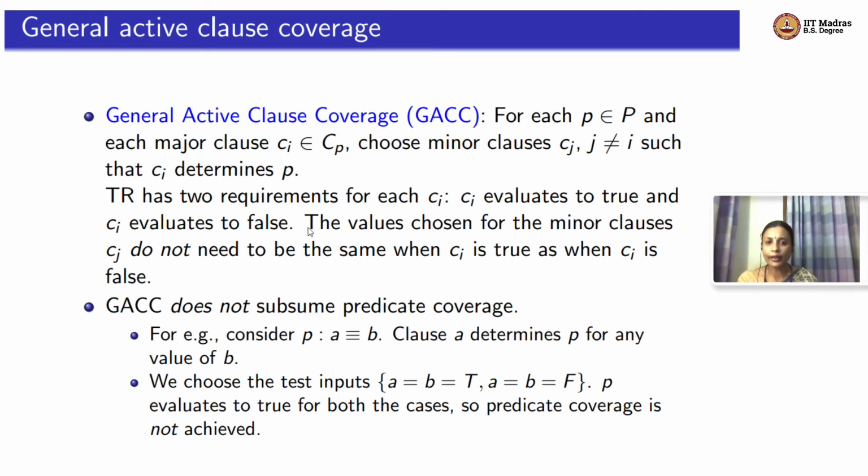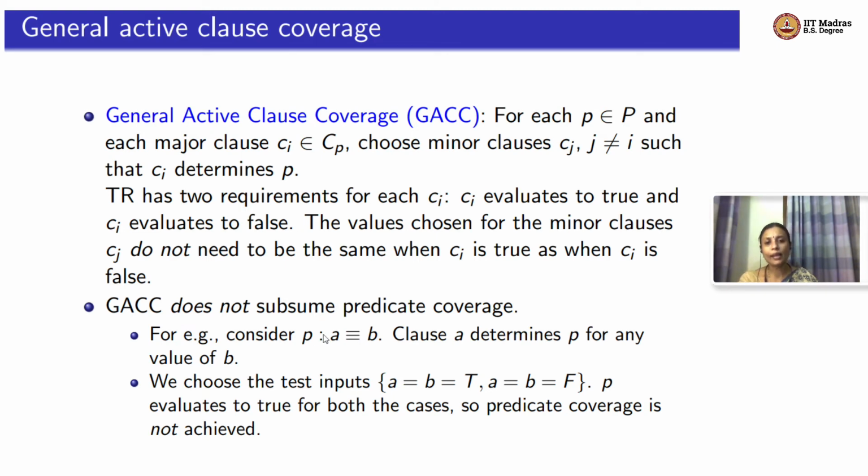For general active clause coverage, we say that the values chosen for minor clauses do not need to be the same when CI is true as when CI is false, which means I put no conditions on the values taken for minor clauses. This could be bad because if I put no conditions on the values taken by minor clauses, I might even lose the fact that I want the major clause to determine the predicate. Because of that, it can happen that GACC does not even subsume predicate coverage.